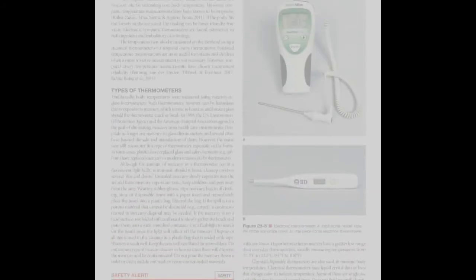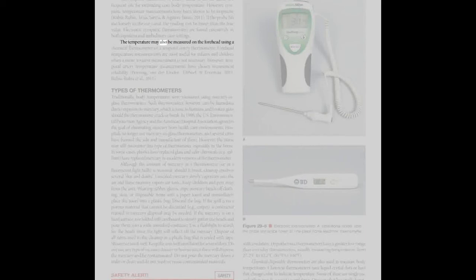The tympanic membrane, or nearby tissue in the ear canal, is a frequent site for estimating core body temperature. However, tympanic temperature measurements have been shown to be imprecise (Rubia, Arias, Sierra, and Aguirre-Jaime, 2011). If the probe fits too loosely in the ear canal, the reading can be lower than the true value. Electronic tympanic thermometers are found extensively in both inpatient and ambulatory care settings.